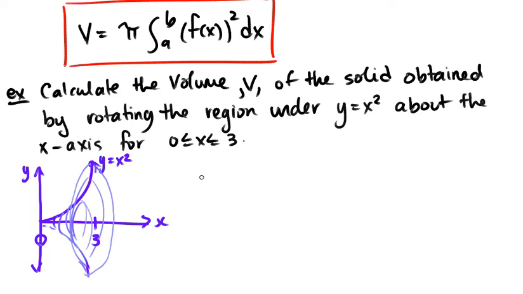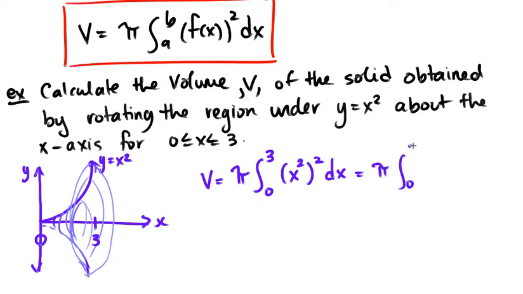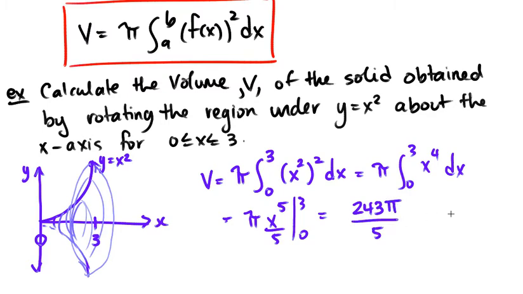So when we go and set up our formula, we use the volume and pi. We're going from 0 to 3, and our formula is x squared, squared, with respect to x. And so you get pi integral from 0 to 3 of x to the 4th dx, which is pi x to the 5th, divided by 5 of course, evaluated between 3 and 0. And so you get 3 to the 5th, and 3 to the 5th is 243, times that pi, divided by 5, take away 0, you don't need that. And that is the volume. So this is in units cubed. I'm not sure what the units are, but in units cubed.